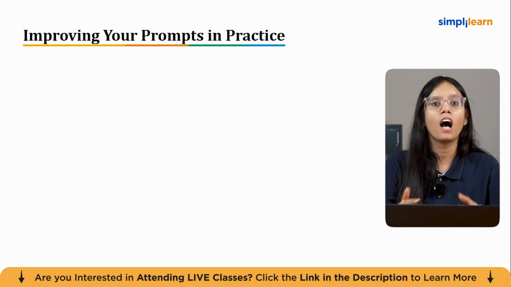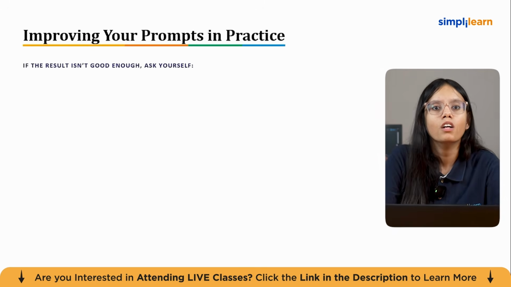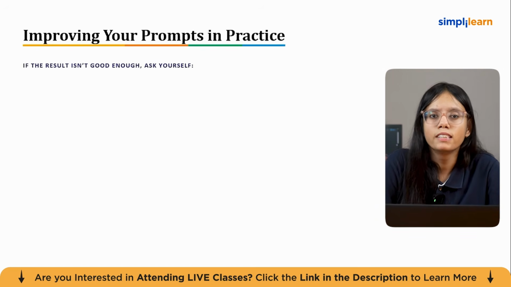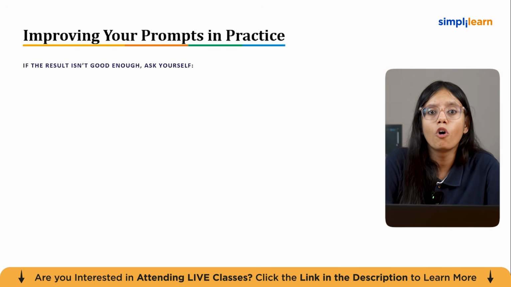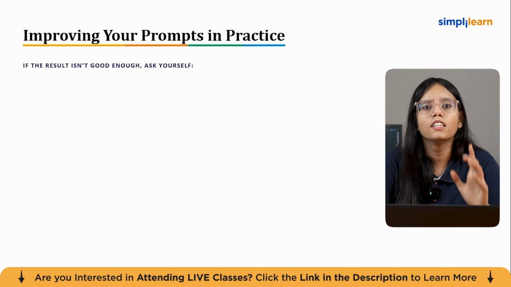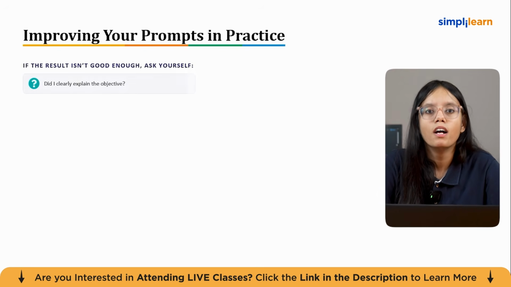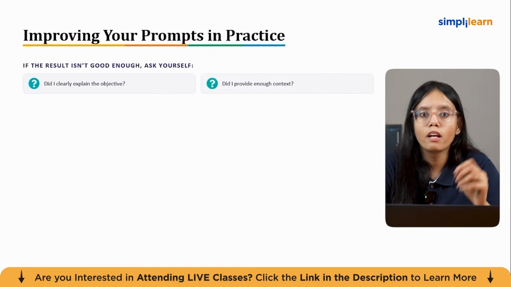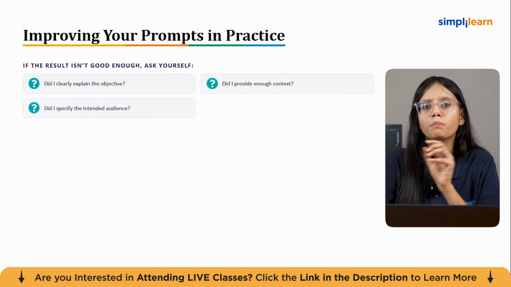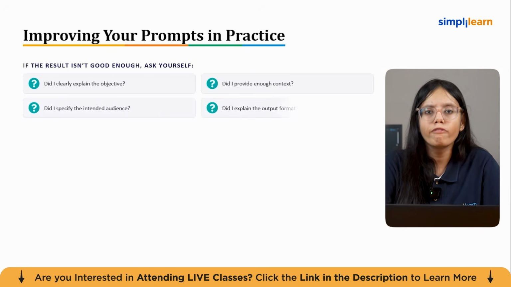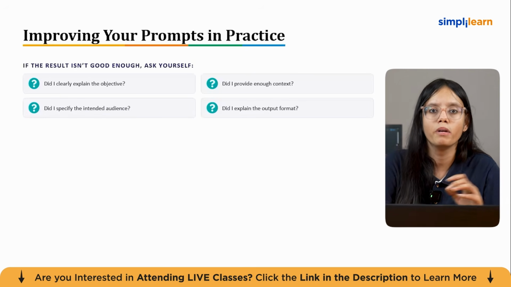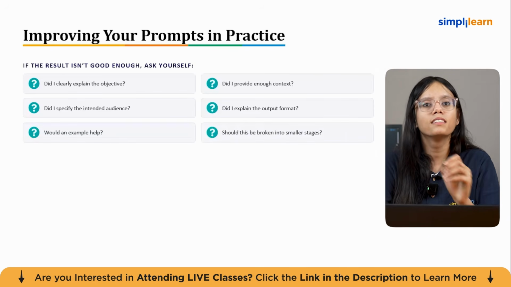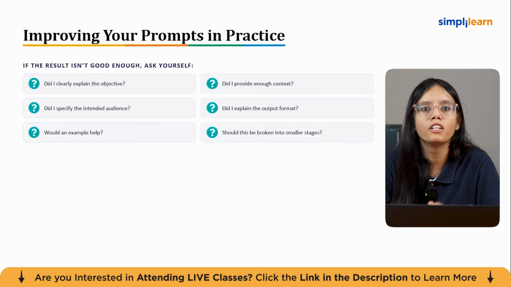Now let's look at how we can improve our prompts. So what should you do when an AI response isn't good enough? See, don't immediately assume the model can't perform the task. First, inspect the prompt. Ask yourself, did I clearly explain the objective? Second, did I provide enough context? Third, did I specify the intended audience? And the fourth point, did I explain the output format clearly? Next, would an example help? And is the task too large and should be broken into smaller stages?